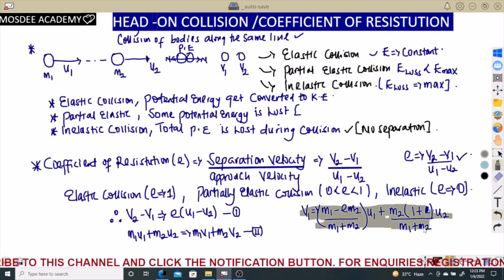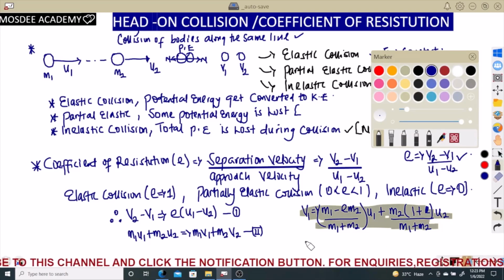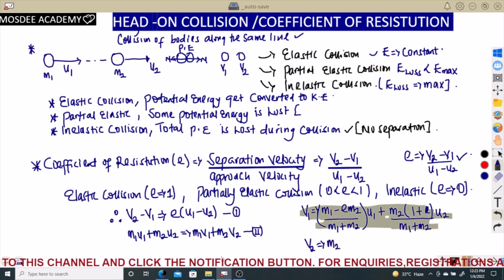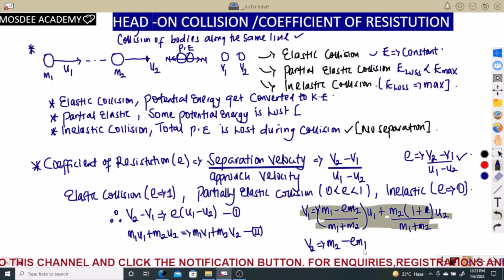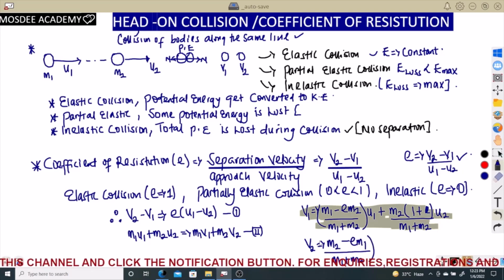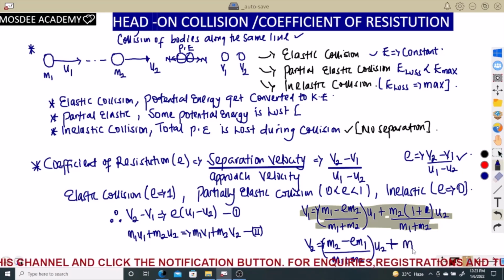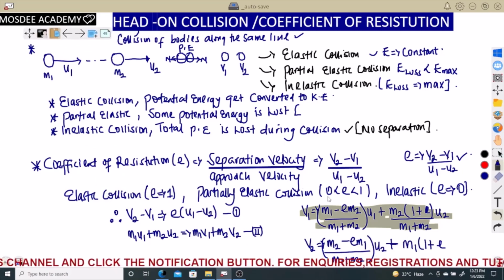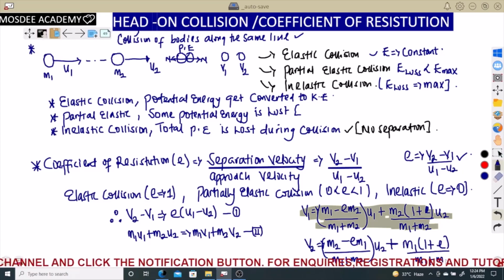In that way, you can also get the final velocity of the second body. The final velocity of the second body, v2, will be equal to, you can see it's just changing the parameters, (m2 minus e m1) over (m1 plus m2) multiplied by u2, plus m1(1 plus e) over (m1 plus m2) multiplied by u1.